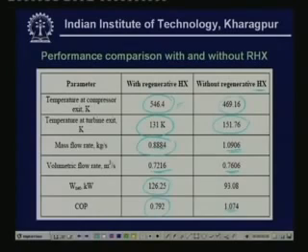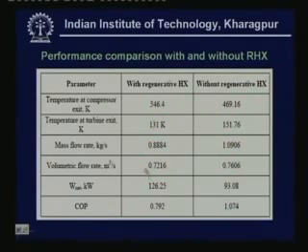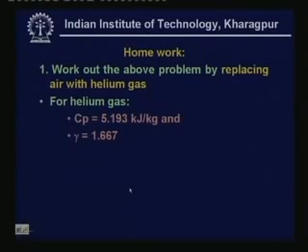Okay, so based on this problem I will give you a homework problem, you work it out. Okay, the homework problem is like this. You work out the above problem just by replacing air with helium gas. Okay, so the rest of the data remains the same. All that you have to do is replace the working fluid with helium gas. Okay, and for helium gas the properties are like this. The specific heat Cp is given as 1.193 kilojoule per kg Kelvin, and the specific heat ratio is 1.667. Okay, I will give you the answers in the next class for this problem.